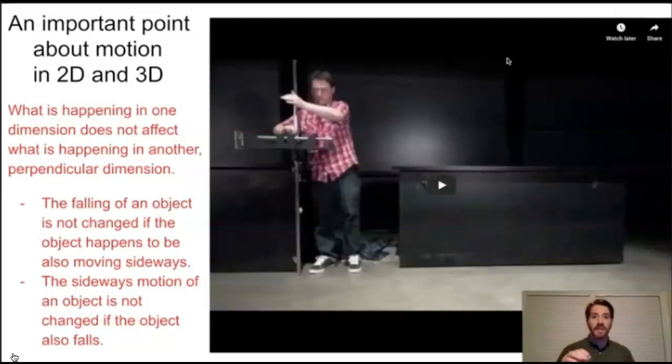As it says on the left side of the screen here, the sideways motion of the object is not changed if the object is also falling. Or to put it another way, the falling of the object does not change anything about its sideways motion. And that's the whole key to projectiles. Let's take a look in a little more detail.